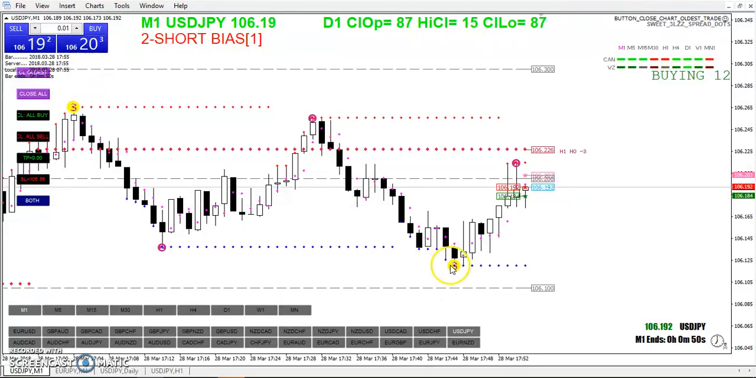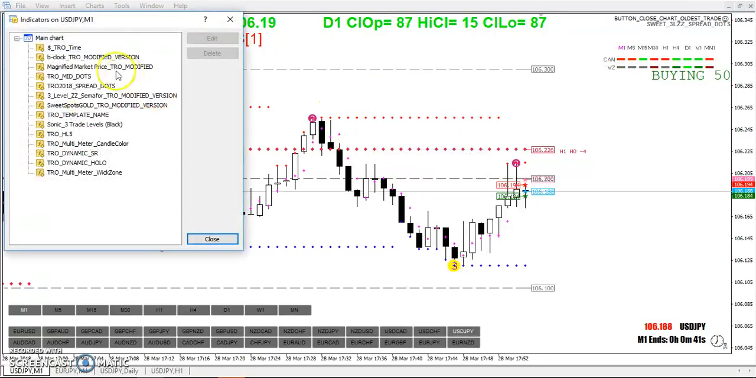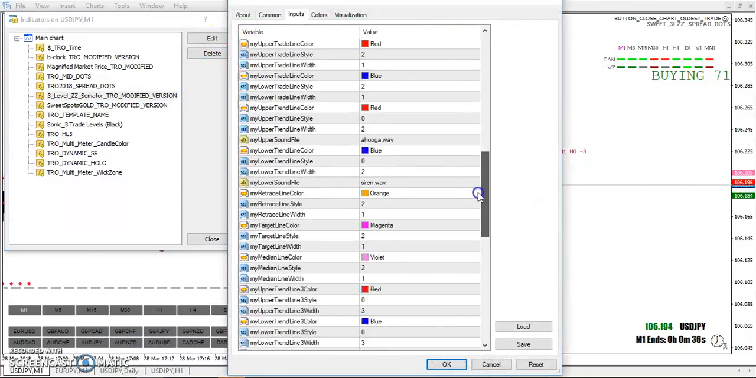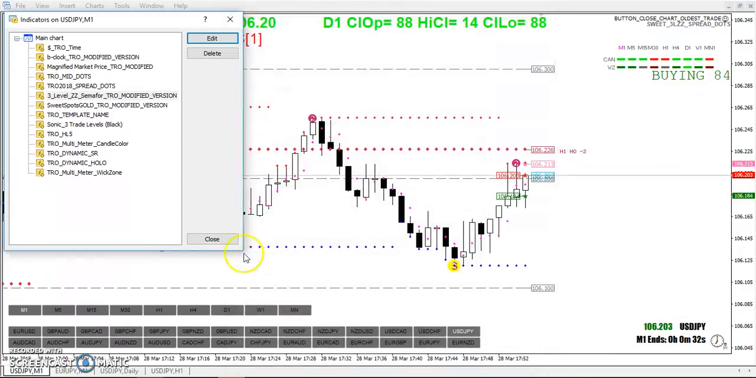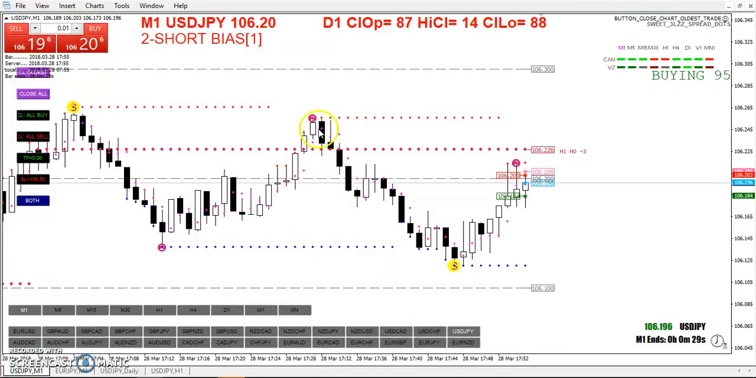So I have my 3-level ZZ indicator. On the 3-level ZZ, the one I modified here, in the inputs, I set period 1 to 0. I don't want to see the 1 ball. I only want to see 2 balls and 3 balls. Why? Because 1 balls push a lot more than 2 balls and 3 balls.